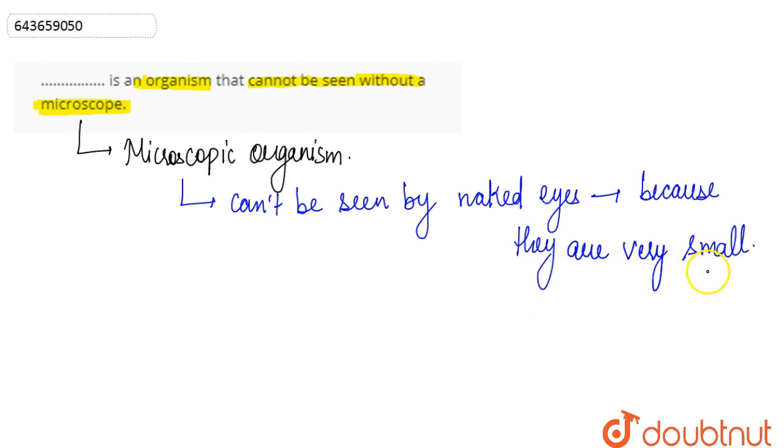To see them, the only aid that we can use is the microscope. They need some aid to be viewed, and that's the microscope, right? So such organisms are called microscopic organisms, right?